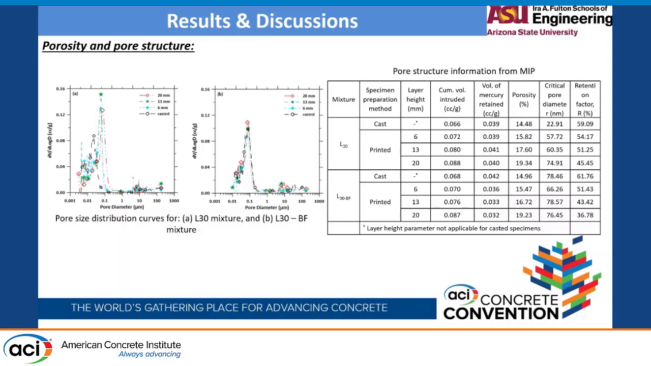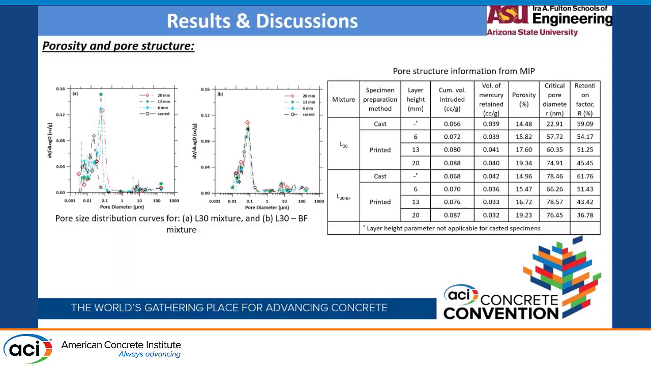And this table summarizes the major information that we obtained about the microstructure from the MIP. If you can observe, the cumulative volume intruded increased with the layer height as explained before, and the volume of mercury retained increased when we moved from smaller layer heights to the larger layer heights. So these two columns present the difference between the porosities obtained through the MIP.